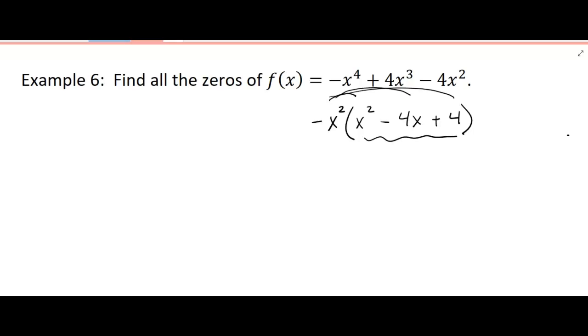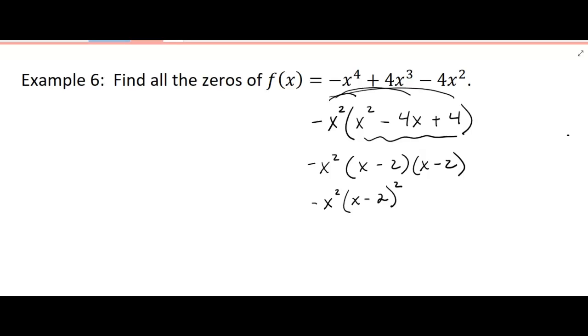Now I look to see if I can factor this trinomial, and in fact it does factor. Factors into x minus 2 times x minus 2. Now, in the past, when we were working with rational expressions, I didn't care if you wrote x minus 2 times x minus 2. But for what we're going to be doing, it's probably better to write it as negative x squared times x minus 2 squared. Now, that's a lot of 2's.